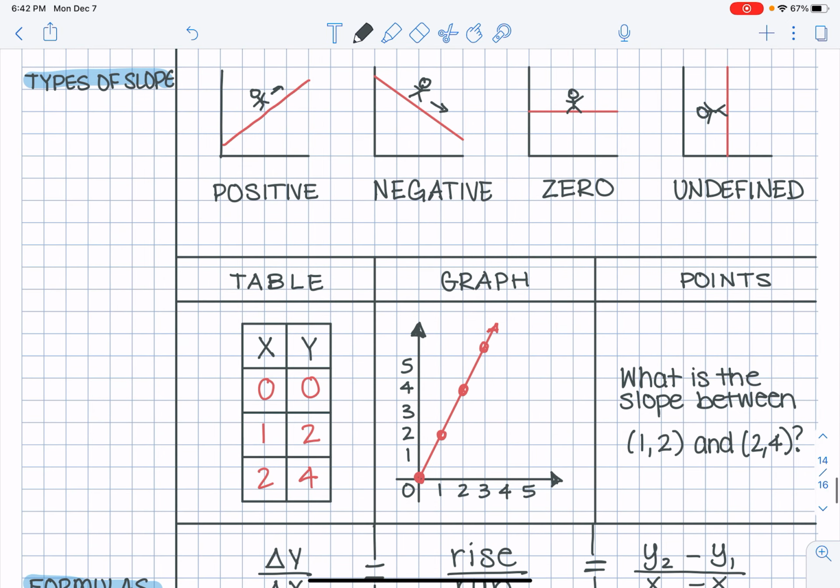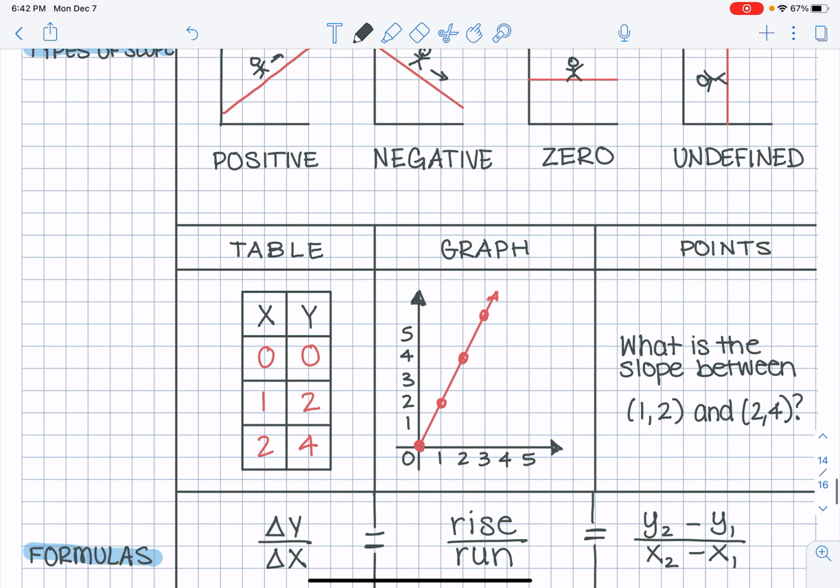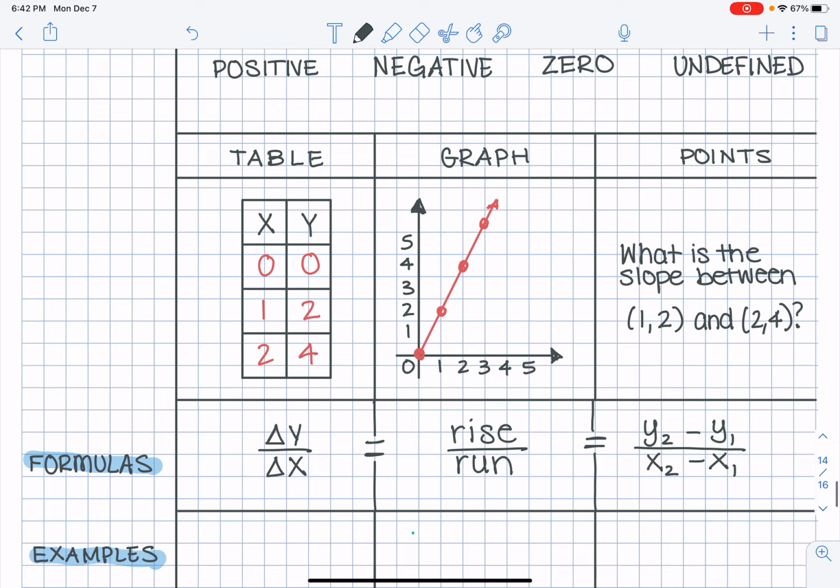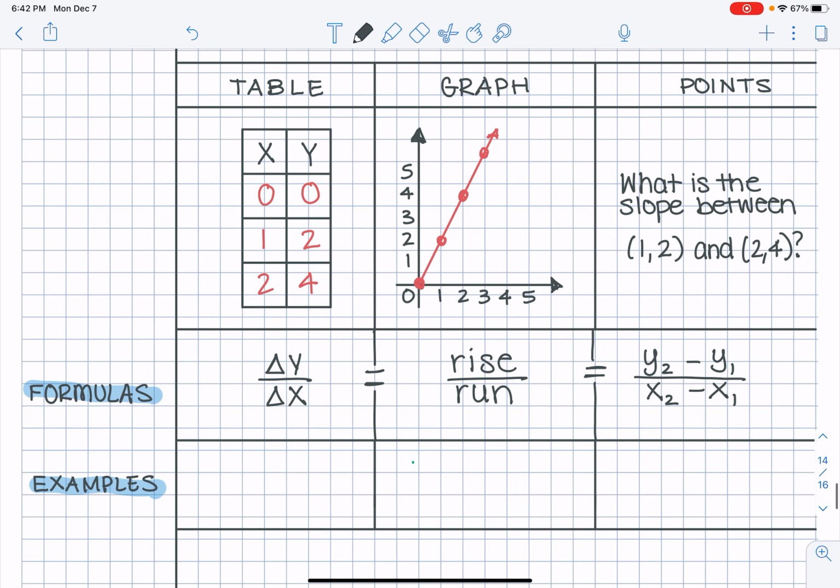So now we're going to figure out how I can calculate the value of slope from a table, from a graph, or when somebody gives me 2 points. So pause the video right now and copy down this part of your notes. Hopefully you are done copying, so let's look at how to calculate slope from these 3 ways, all right? So let's look at our table.